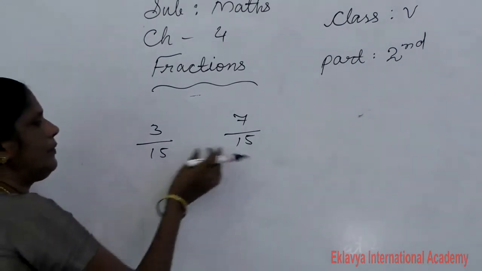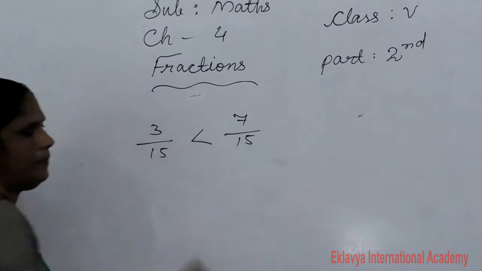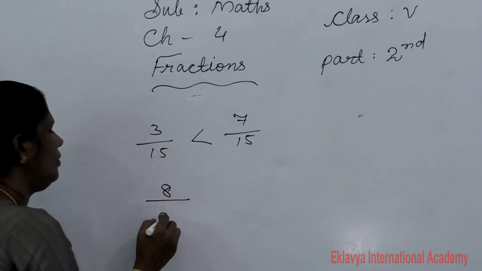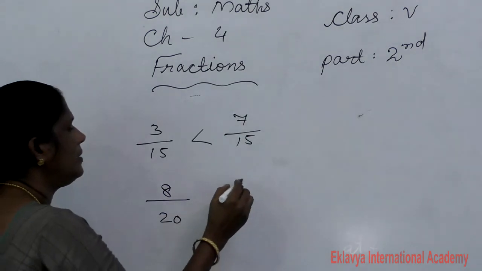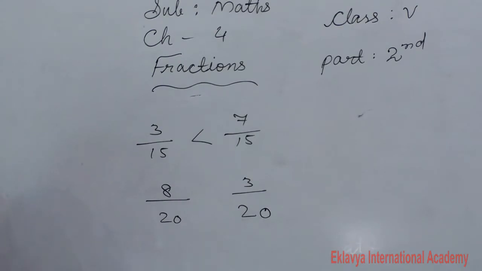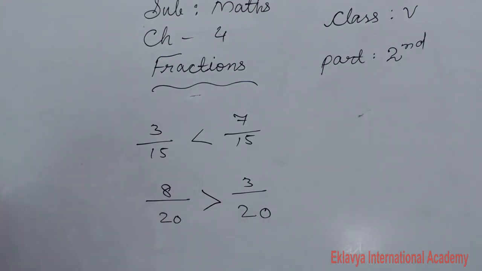Here which fraction is greater? 7 upon 15. Understand? Again, 8 upon 20 and 3 upon 20. Which is greater? 8 upon 20. Understand? All students?